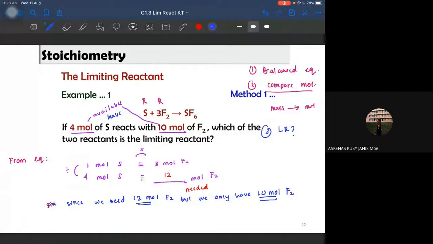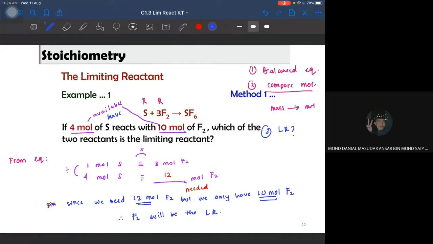Contohnya macam, okay, kamu nak beli buku. Buku tu harga RM12. Okay, tapi kamu ada 10 je. So kamu boleh tak beli buku tu? Tak. Tak boleh lah kan? Tak cukup kan? Okay, so that is why we say that F2 in this case will be the limiting reactant. Okay, so yang ni boleh faham tak? Sudah boleh. Miss, thank you.